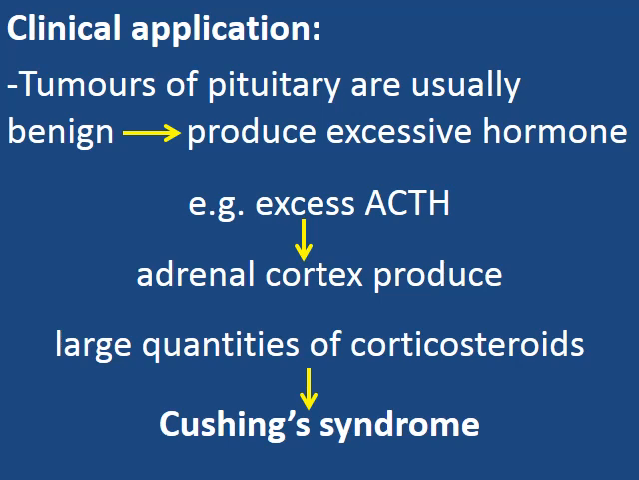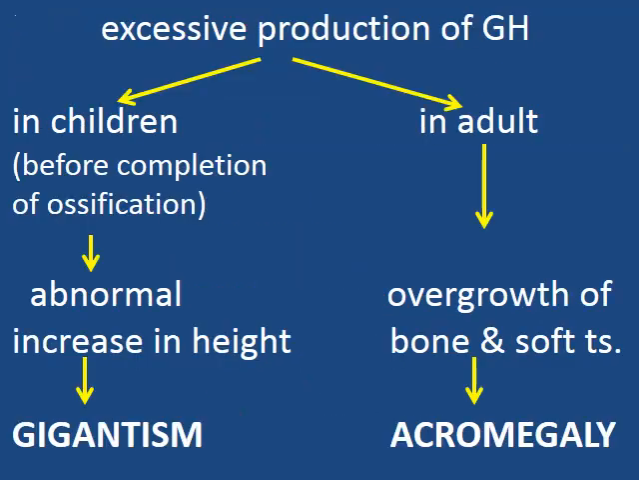Coming to clinical correlation, tumors of the pituitary are usually benign and cause excessive production of hormone. For example, excess production of adrenocorticotropic hormone causes the adrenal cortex to produce large quantities of corticosteroids. As a result, there will be Cushing syndrome. Excessive production of growth hormone causes, in children, the condition called gigantism, and in adults, acromegaly.